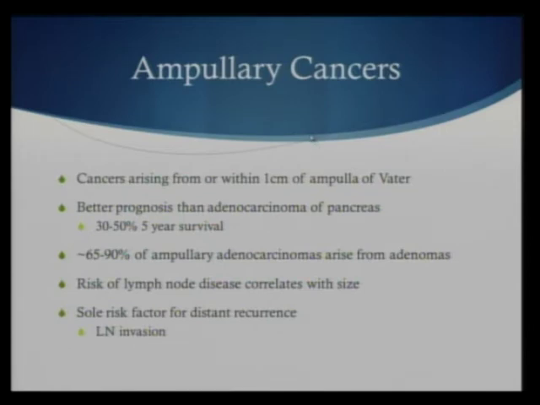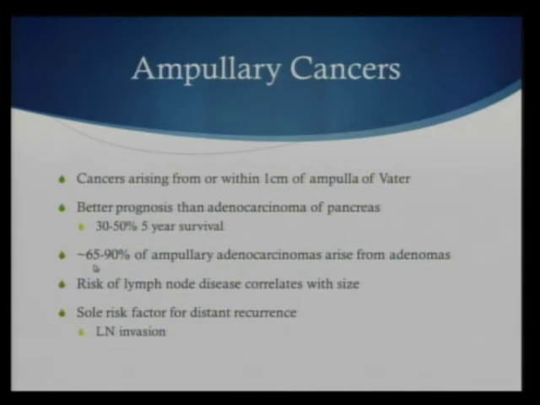Next thing we'll cover are the ampullary cancers, not the periampullary, the ampullary, and the difference between the two. So what's an ampullary cancer? It's a cancer arising from or within 1 centimeter of the ampulla of Vater. The important thing to know is that they do carry a better prognosis than adenocarcinoma of the pancreas or the bile duct. They have even up to 50% 5-year survival. Most of the periampullary cancers at best will have probably about a 20% 2-year survival. These cancers have up to 50% 5-year survival.